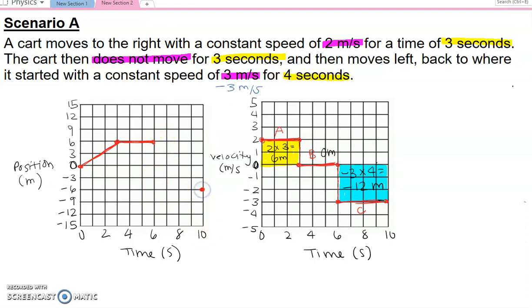The reason it's at negative 6 and not negative 12 is because I'm currently at positive 6. If I'm at positive 6 and I subtract 6, I get to 0. If I subtract 6 more for a total of 12, I get to negative 6. Now for this segment, I use a straight line to connect my 2 dots. You should use a ruler so yours is nice and straight. And that's your position versus time and velocity versus time graph for scenario A.